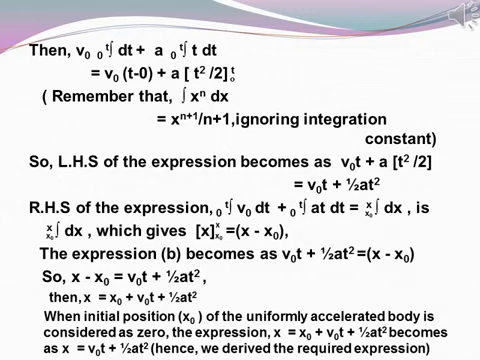When the initial position x0 of the uniformly accelerated body is considered as 0, the expression x is equal to x0 plus v0t plus 1 by 2 at square becomes x is equal to v0t plus 1 by 2 at square. That is, x0 is equal to 0. Hence, we derived the required expression.